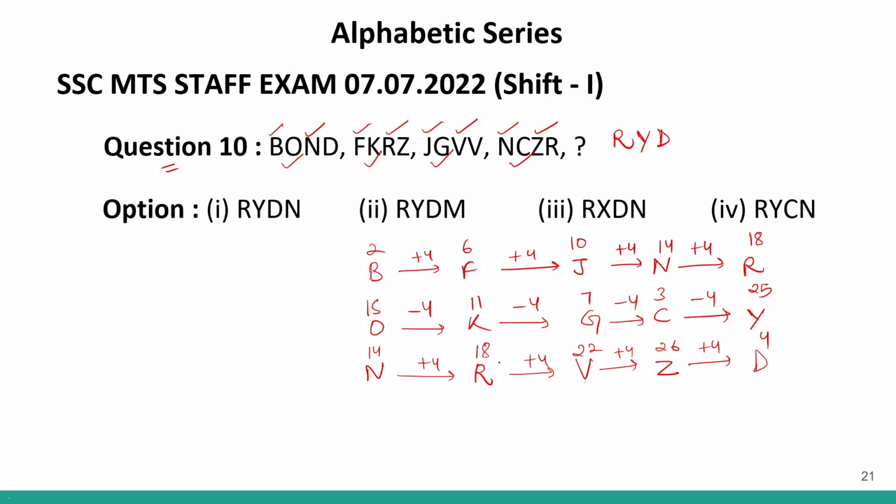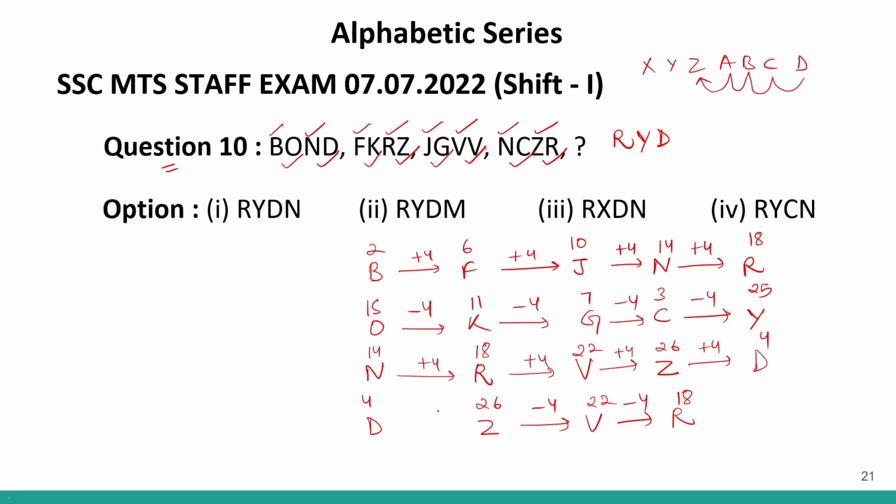Okay. Moving on to the last alphabet, D, Z, V, R. So D, Z, V and R. D is 4, Z is 26. V is how much? V is 22 and R is 18. So this is minus 4 and this is also minus 4. From D to Z we are going. So X, Y, Z, A, B, C, D. So D to Z is 1, 2, 3, 4. Correct? Minus 4. So this is also minus 4. So the pattern is of minus 4. So the next term will also be minus 4.